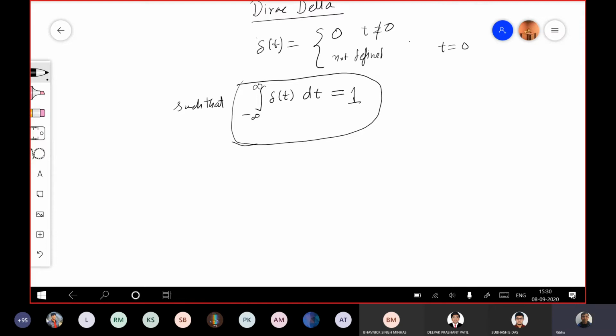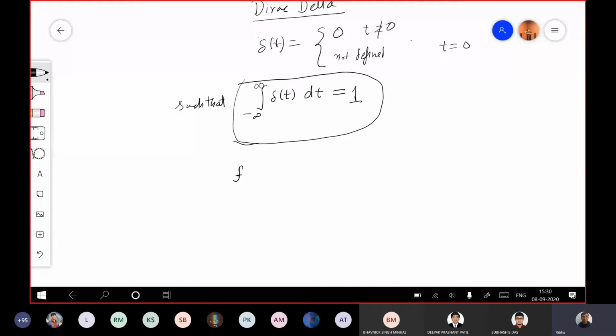So one of the ways of defining the Dirac delta, which is a widely misbehaved function. Actually, most of the courses other than signals and systems, we try to avoid it as far as we can, but there are cases when we have to use it. So let's say I define f delta of t as 1 over delta for t equal to minus delta by 2 to delta by 2.